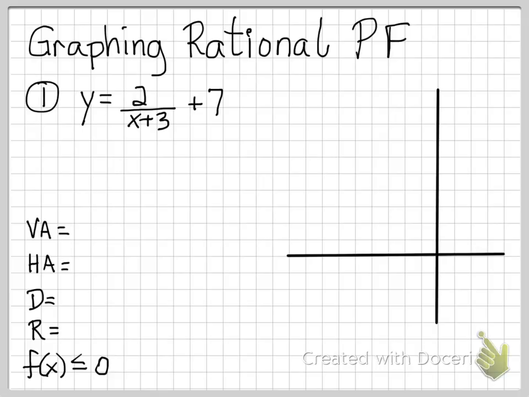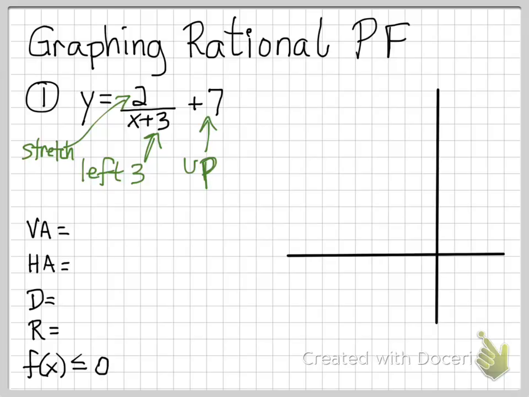Number 1, let's first decide what the transformation is. So I have 3 different parts. Notice the 7 at the end is going to tell us that it's moving up because it's being added. The 3 is being added with the x, but remember it's inside with the x, so it's opposite. So we're going left 3. The 2 in the numerator is a stretch. So it's going to be 2 taller.